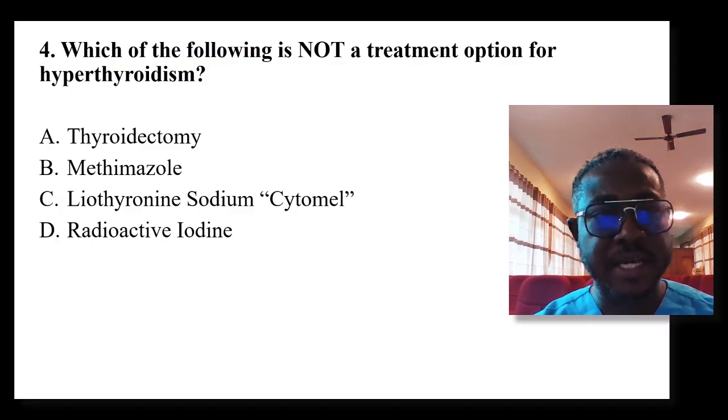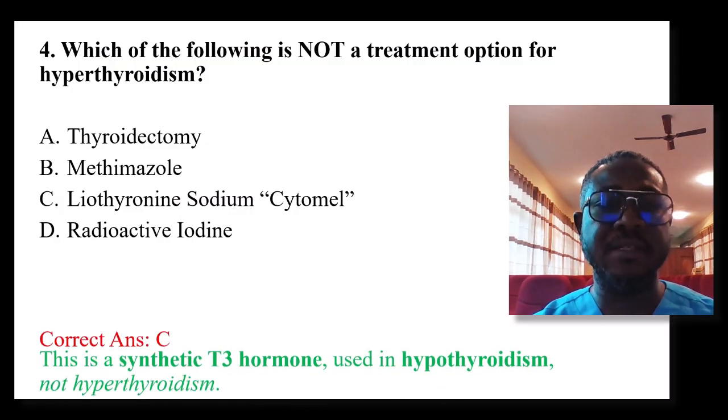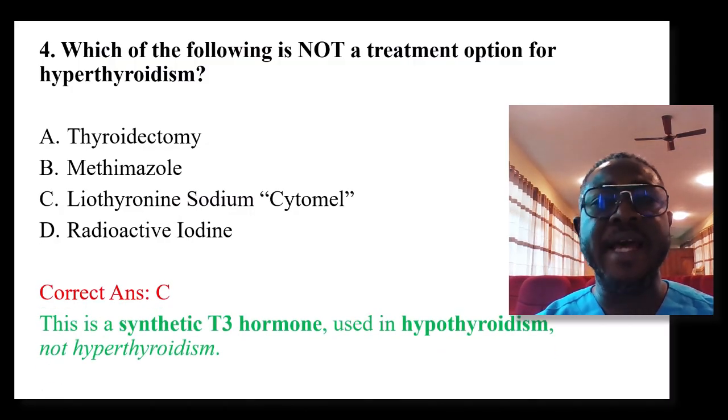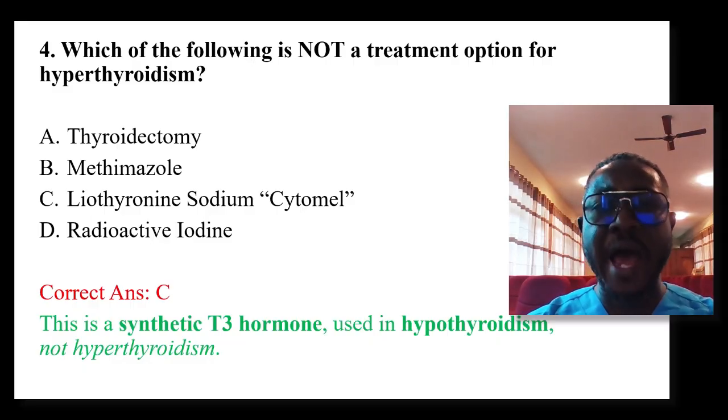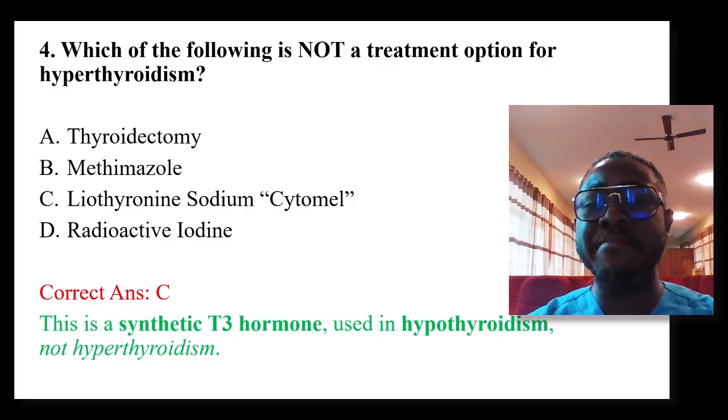Okay, so the correct answer here is C. Now, in hyperthyroidism, there's excess production of T3 and T4, which is the thyroid hormone. In managing it, we can do thyroidectomy, removal of the thyroid gland. And then the anti-thyroid drug that we give is what? Methimazole. So it can be given. And then we can also do radioactive iodine, which will also help in managing the hyperthyroidism.